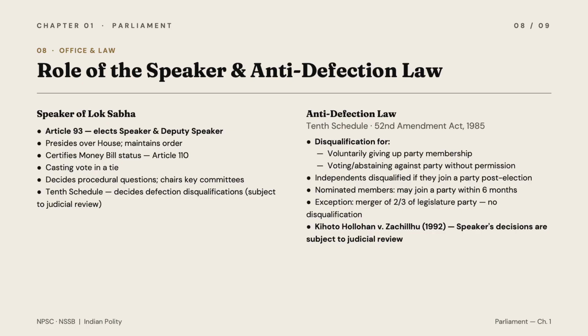And then he also decides procedural questions. Whatever question, starred, unstarred, he is the one who decides whether a question is starred, unstarred, or whether he should accept questions of short notice, and so forth. And he also chairs key committees. We talked about the Public Accounts Committee, department-related standing committees, and so forth. So he also chairs certain committees, okay, as the Speaker of Lok Sabha.